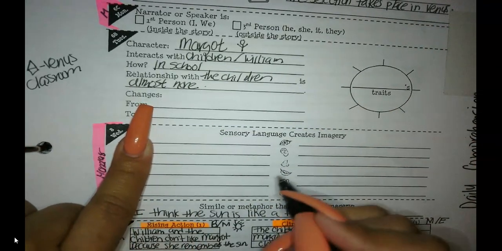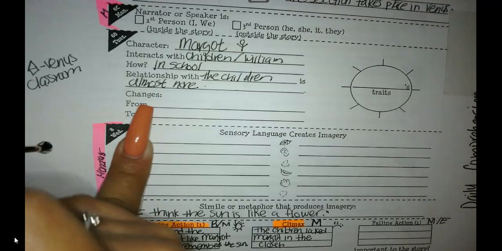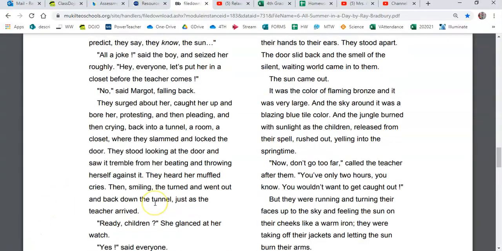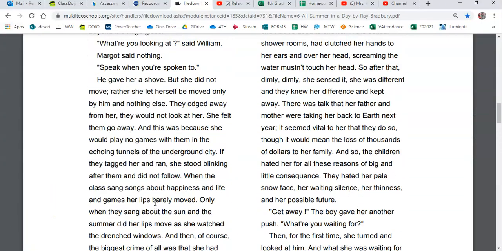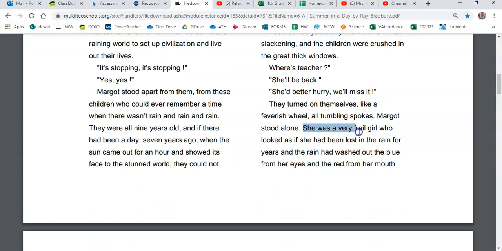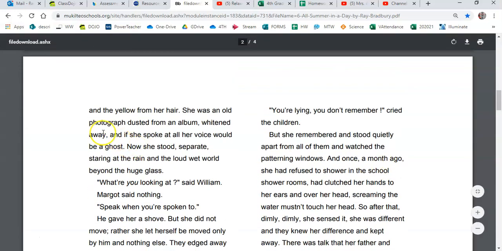Now, how does she change, boys and girls, at the beginning? How is she feeling? Remember when they say, let's go back to our text. And the author describes her with such intensity. Look what he says. She was a very frail girl who looked as if she had been lost in the rain for years, and the rain had washed out the blue from her eyes, and the red from her mouth, and the yellow from her hair. She was an old photograph dusted from an album, wiping away, and if she spoke at all, her voice would be a ghost. Now she stood separate, staring at the rain and the loud wet world beyond the huge glass.